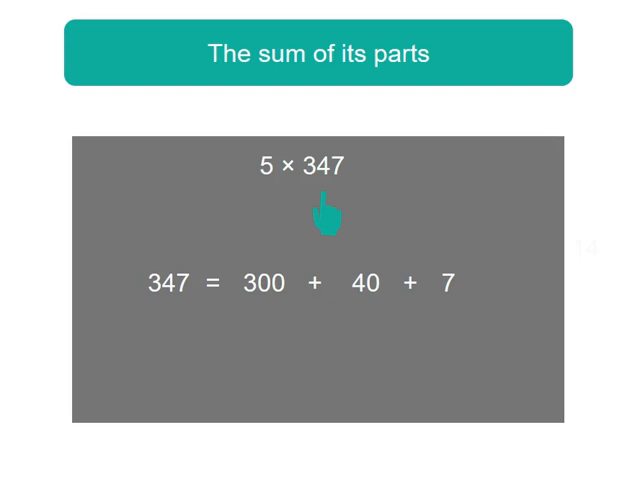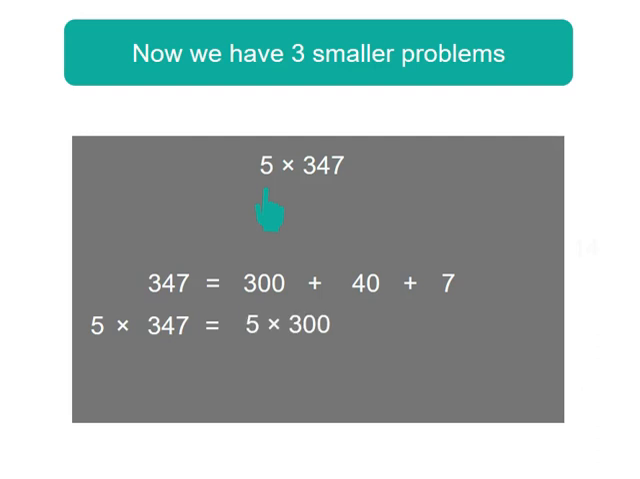So 347 is actually equal to 300 plus 40 plus 7. So we can now multiply each of those numbers by 5. So we've got 3 smaller problems. We've got 5 multiplied by 300 plus 5 multiplied by 40 plus 5 multiplied by 7. Now we have to remember to multiply each of the parts by 5.